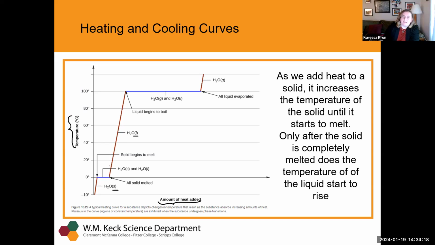Then you can heat that liquid for a while until we get up to the boiling point. And then all the heat that we put into our system goes into transforming that liquid into a gas. Once all of the liquid has been evaporated or vaporized, then we're left with a gas which we can continue to heat up. So as we're adding heat, we can change the temperature of a phase until it starts to undergo a phase transition.